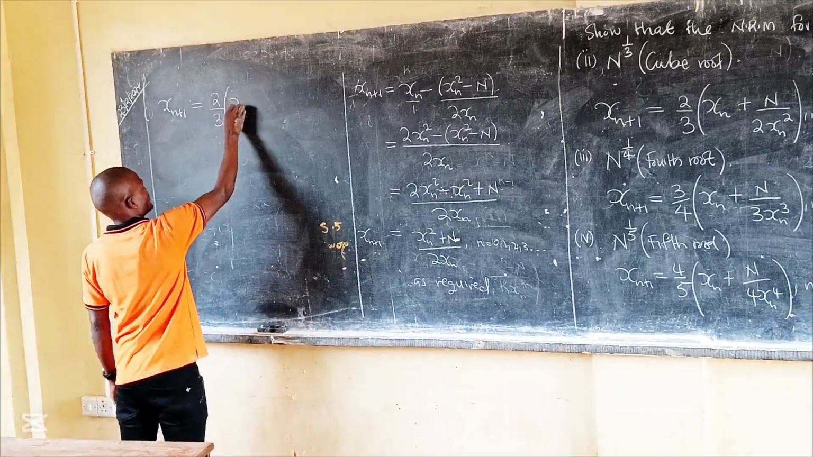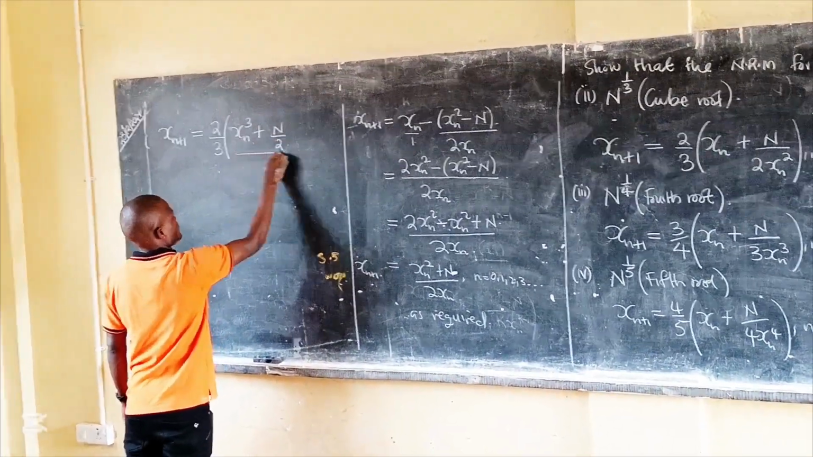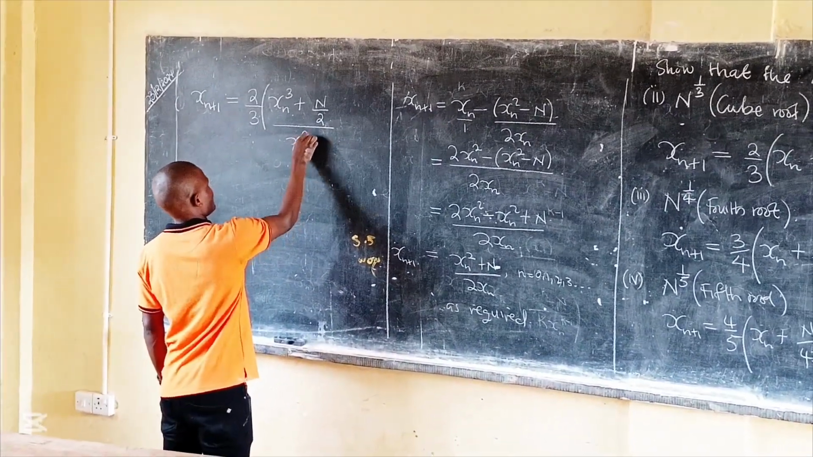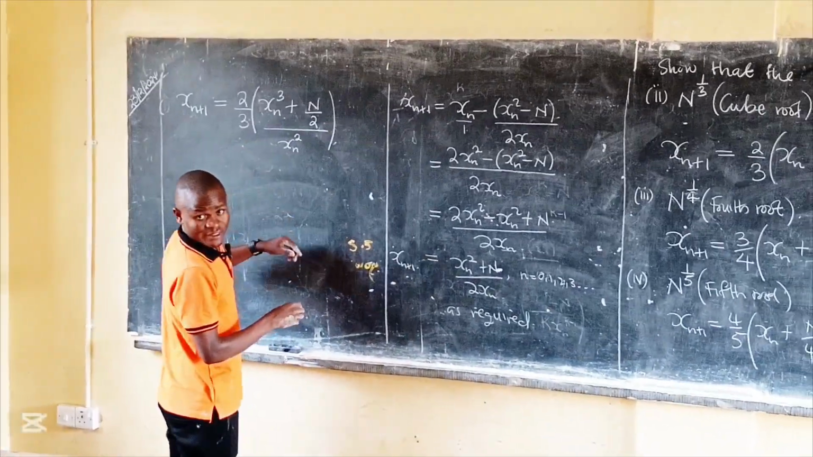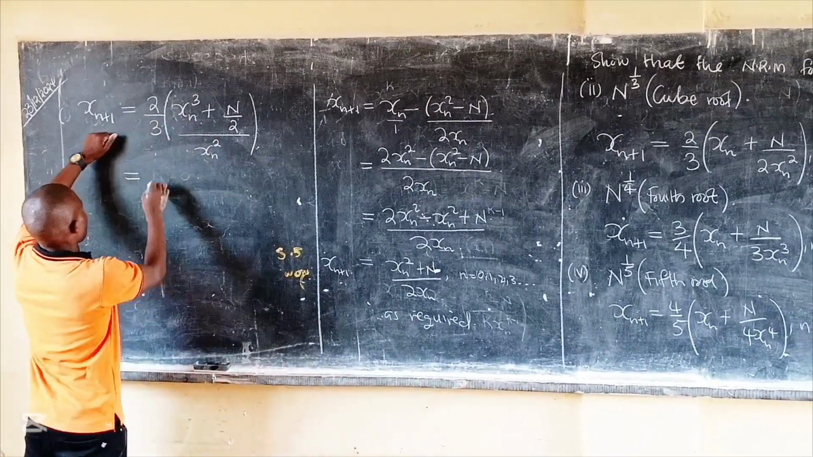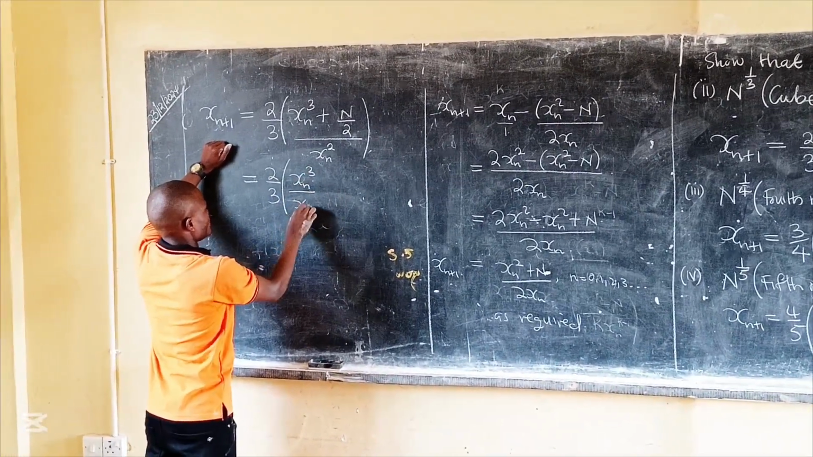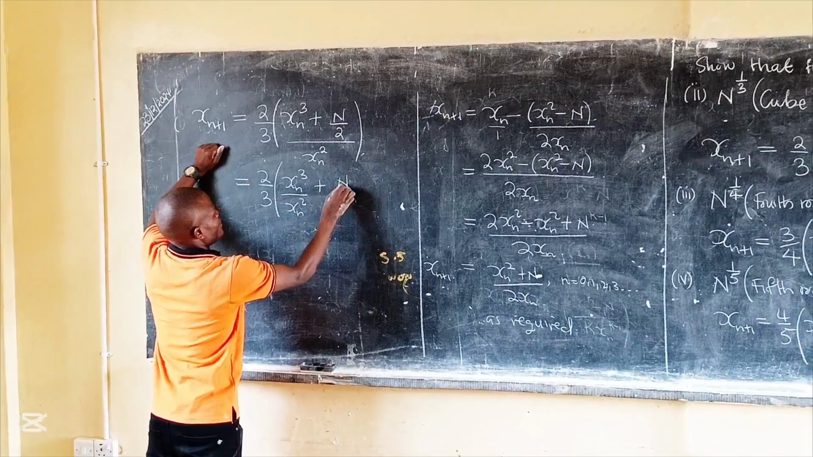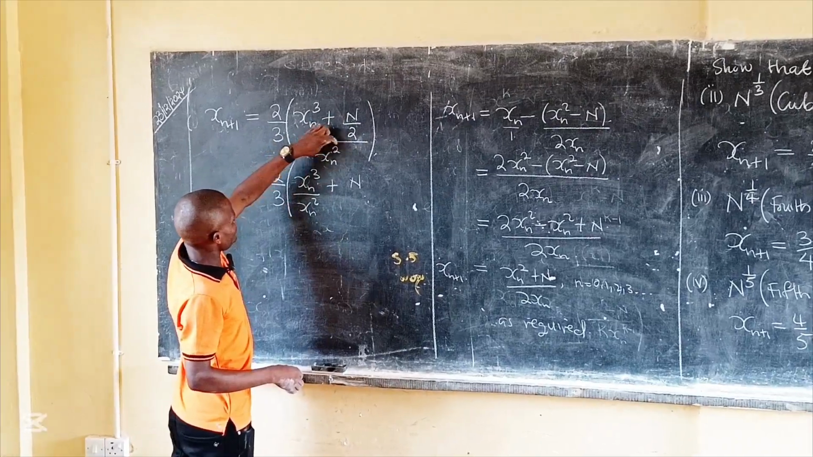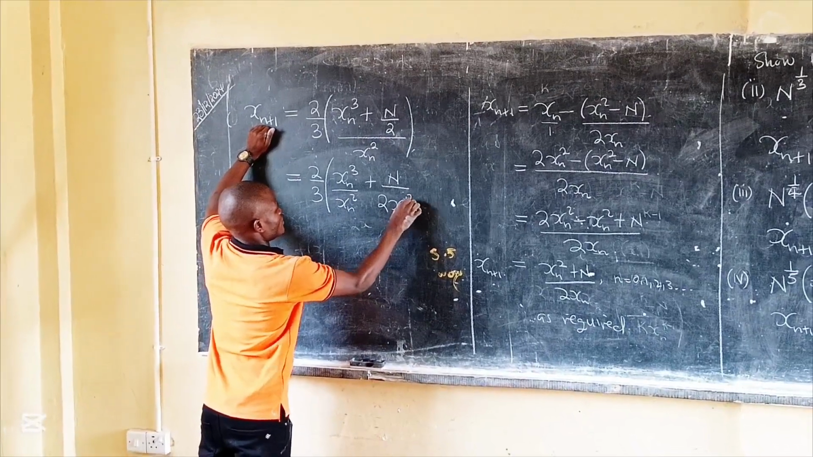So inside here we now have x_n cubed plus N over 2, but we are dividing this now by x_n squared. The 3 has come this side. Now when I distribute this, we are going to have 2 out of 3 into x_n cubed over x_n squared plus N over 2 divided by this. These are 2 divisions. This one divided by 2, then divided by this. This one will simply multiply the denominator here, and we have it as 2x_n squared.